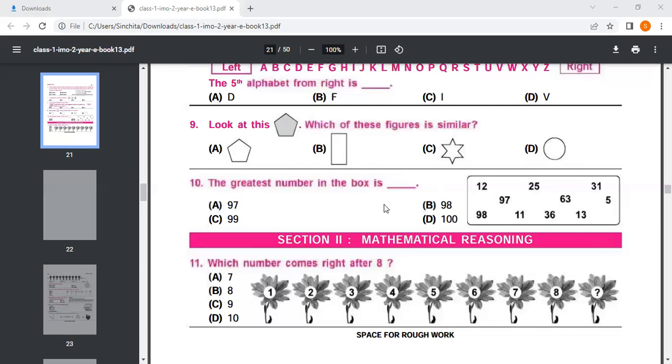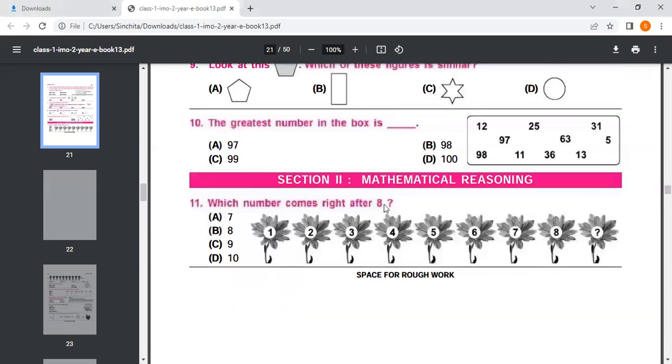Excellent, Animesh. Very good. Now tell me number 10. Animesh, tell me number 10, beta. Ma'am, number D, number B.